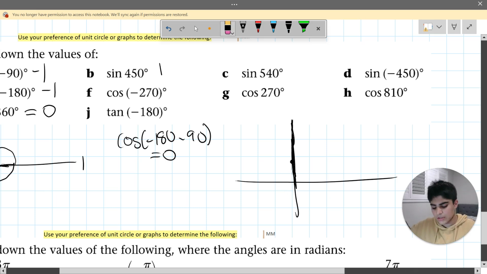Tan -180. At -180 over here, cos theta has a value of -1, but sine theta is 0. If we make this theta, for example, there's no value for sine theta, it's just cos theta. So at this point, tan theta has a value of 0.